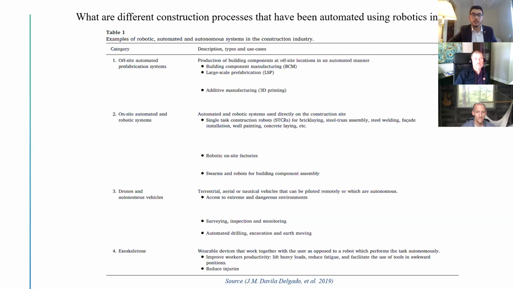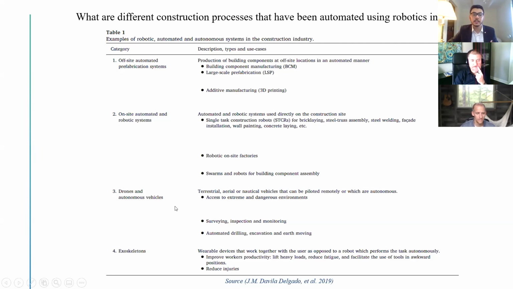And then the second thing he talks about is on-site automated and robotic systems. And these robotic systems are basically single-task construction robots. We've heard about bricklaying robots and steel truss assembly, steel welding robots. These are single-task construction robots that carry out a single task, and they keep on repeating it over and over again. And then robotic on-site factories, swarms of robots for building component assembly. So this was basically the second category.